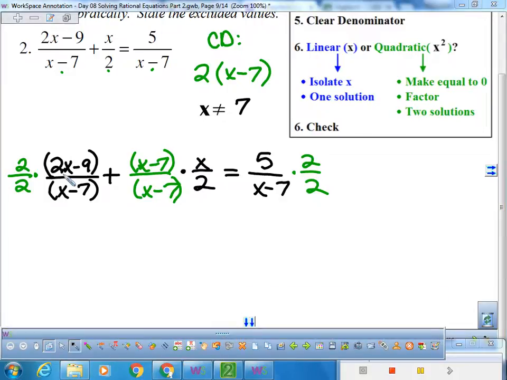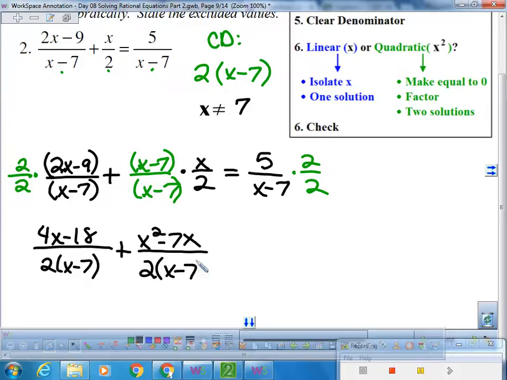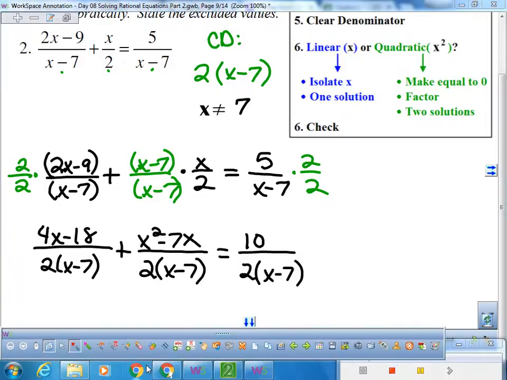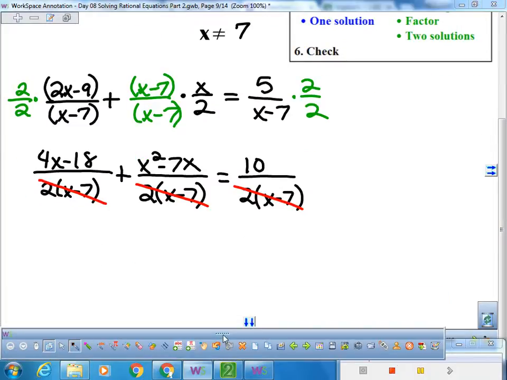Okay, so this is 2. I'm going to go ahead and distribute at the same time. 2 times 2x is 4x minus 18, all over 2 times x minus 7, plus x squared minus 7x, all over 2 times x minus 7, equals 10 over 2 times x minus 7. They all have the same denominator, so I can cancel my denominator. I cleared the denominator. So now it's 4x minus 18 plus x squared minus 7x equals 10.